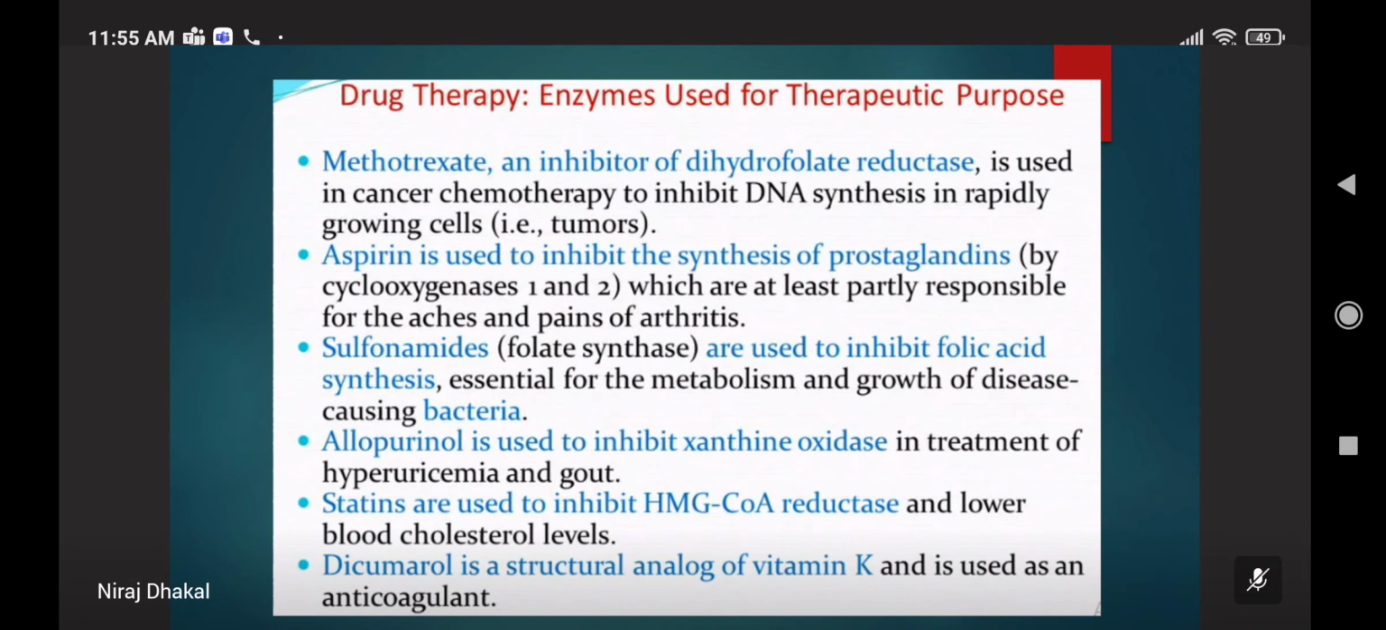So this is all about enzyme inhibition. I hope you have understood about enzyme inhibition. If you have any confusion, you can ask.